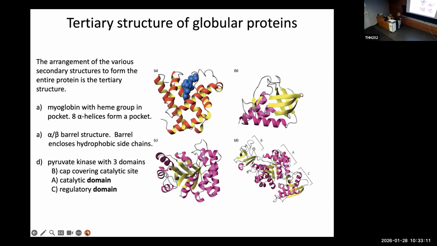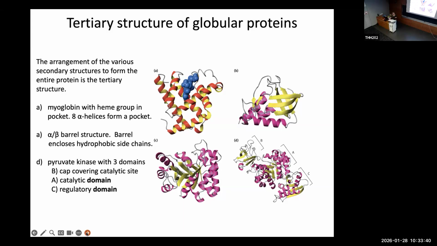One aspect of proteins, especially enzymes, is that an enzyme might be catalyzing a reaction. That's its job and its function. But even within that protein, there are specific regions called domains that have particular functions to that enzyme. So A here is the catalytic domain. That's the part that catalyzes the reaction.